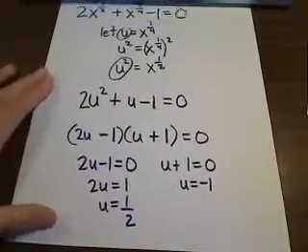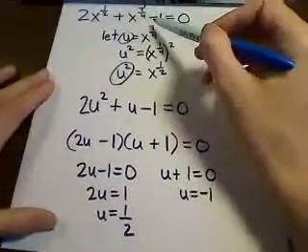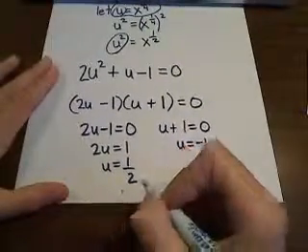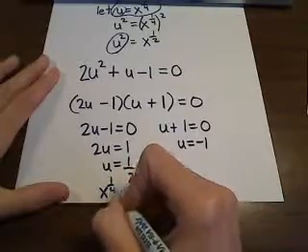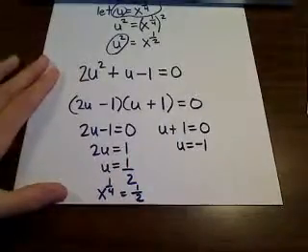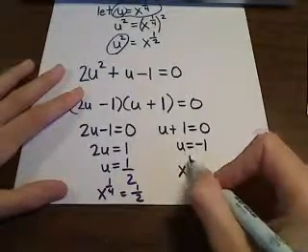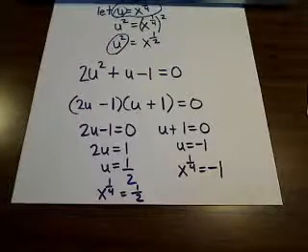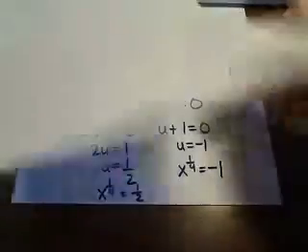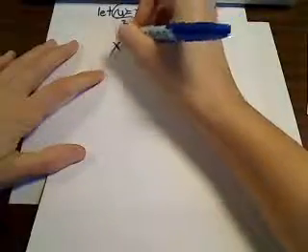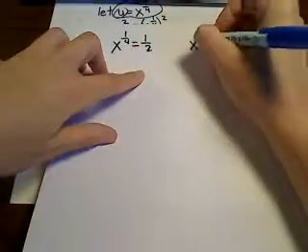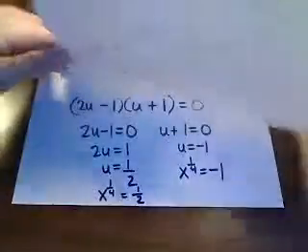Now I'm going to back substitute again. Up here, we found that u is x to the 1/4. So I'm going to say x to the 1/4 is equal to 1/2, and solve that. And then I have x to the 1/4 is equal to -1. So what we're looking at is x to the 1/4 equaling 1/2, and x to the 1/4 equaling -1.